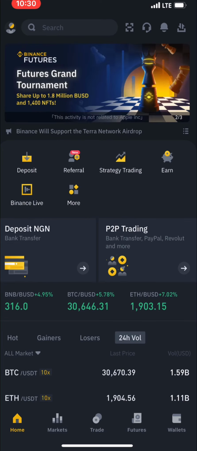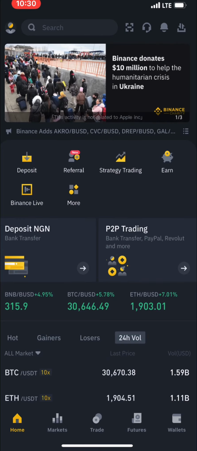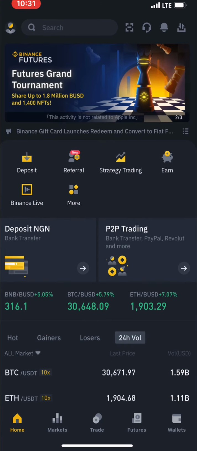When you create an account with Binance, you will have to put in a valid identification number. If you're Nigerian or you're from any other country, you have to put in a valid identification number of your choice in that particular country. And when you put in a valid identification number and your number, you will be welcomed to the Binance family and your account will now be verified. Now this is how the Binance interface looks like.